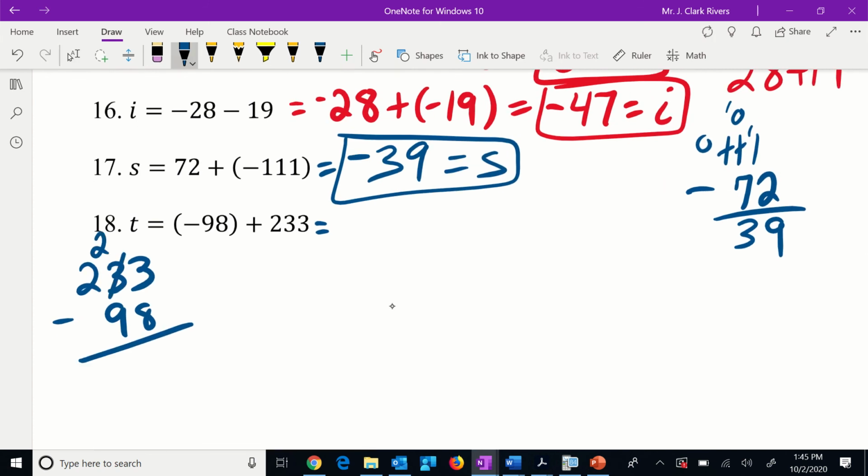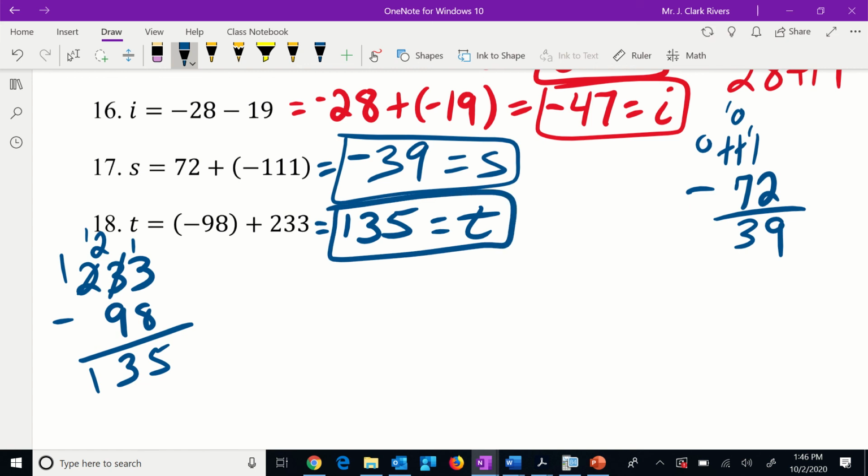Borrow 2. That becomes 13. 13 minus 8 is 5. Have to borrow again. That's 1. 12 minus 9 is 3. Bring down the 1. So we get 135. 135 equals T on that one.